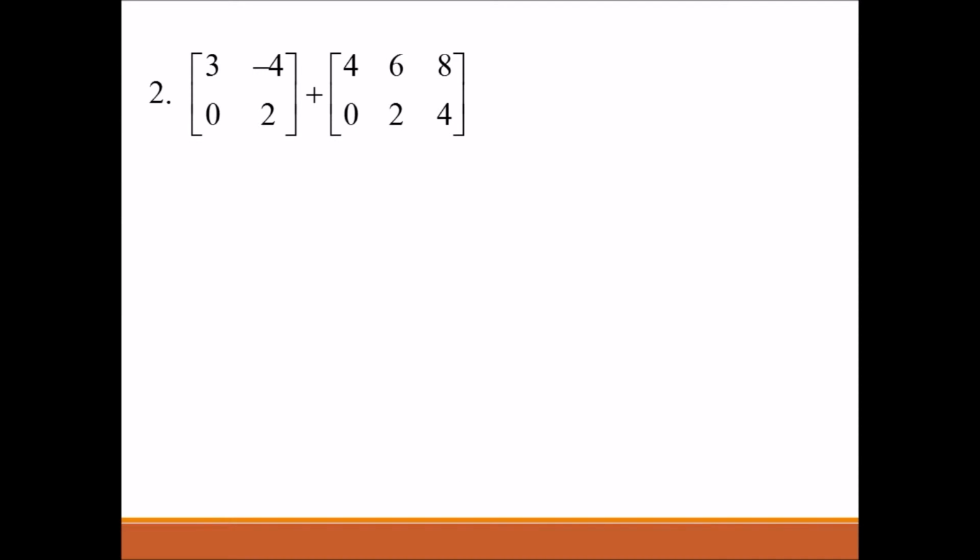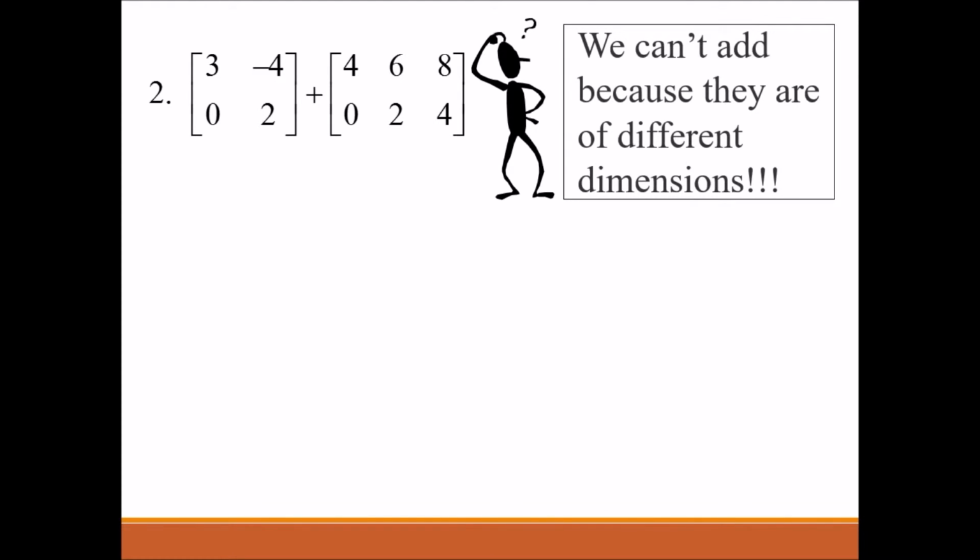Let's have another example. So we have a matrix with a dimension of 2 by 2, which means it has 2 rows and 2 columns. And we want to add this matrix with another matrix whose dimensions are 2 by 3, meaning 2 rows and 3 columns. So can we add them first of all? We cannot. Why? Because they are of different dimensions. It's mandatory that if we want to add or subtract two matrices, their dimensions should be the same.